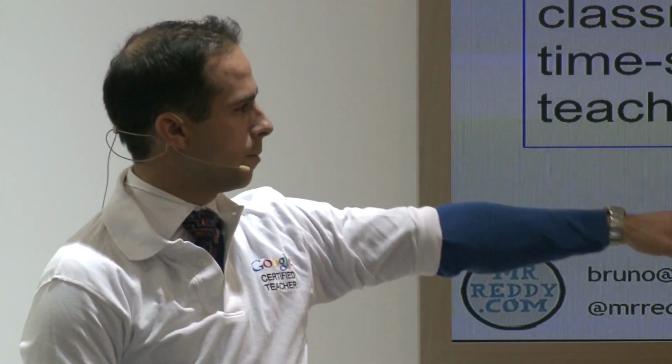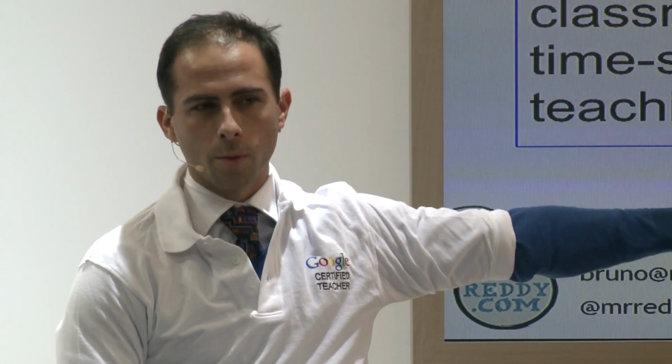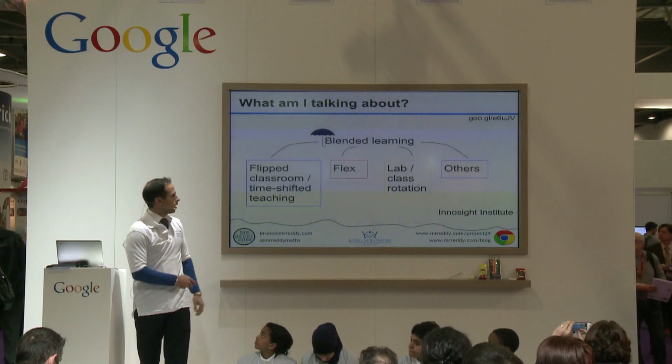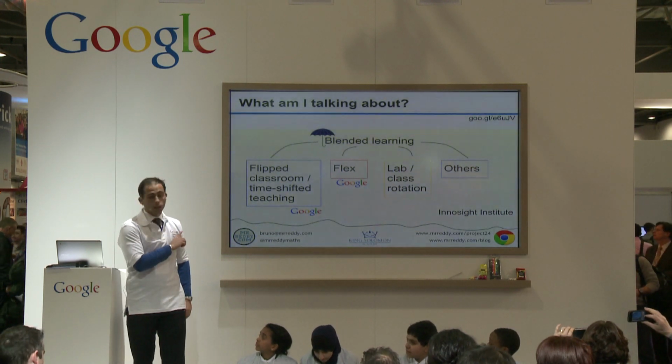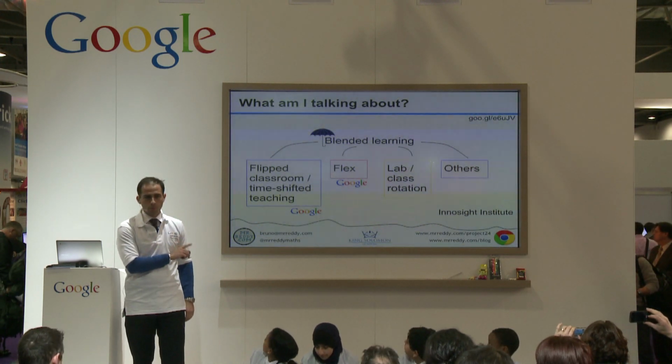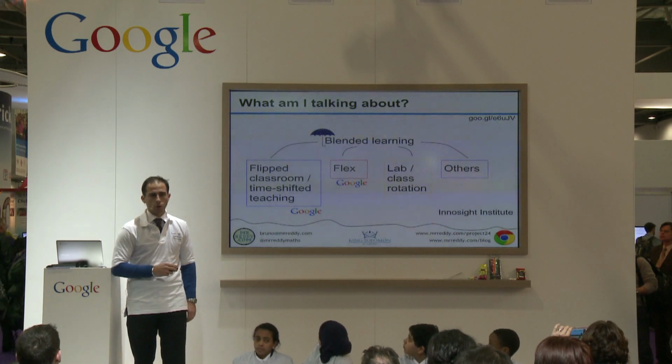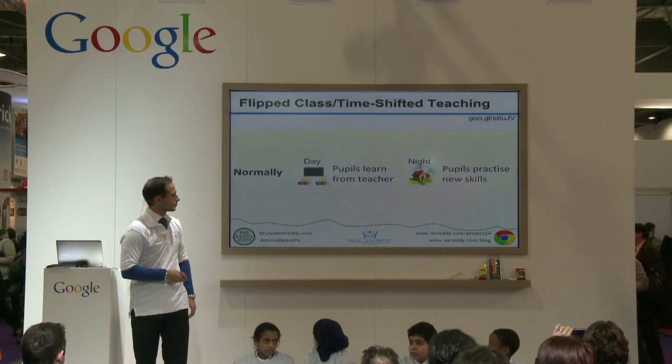If you want to know about other models of blended learning, I'd recommend seeing what the Innosight Institute have to say. They've created a taxonomy of blended learning models. The ones that I've Googleified, if I can use that word, are the flipped learning model and the flex model. And I'll mention how I use Google to do both of those.